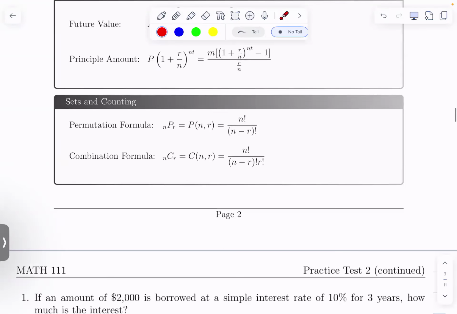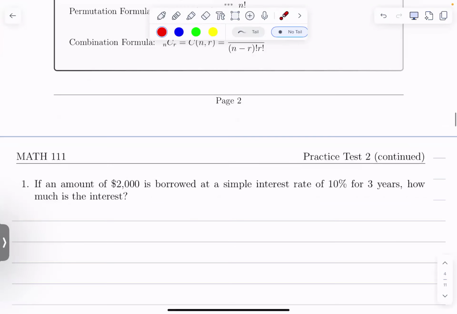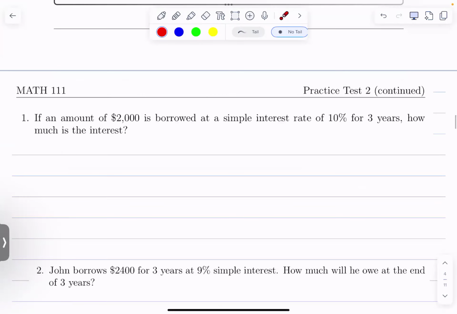But for sets and counting, we have only these 2 formulas, right? The rest are all kind of just understanding what is a permutation, what is a combination, right? And set theory. Okay. Any questions before we get started?